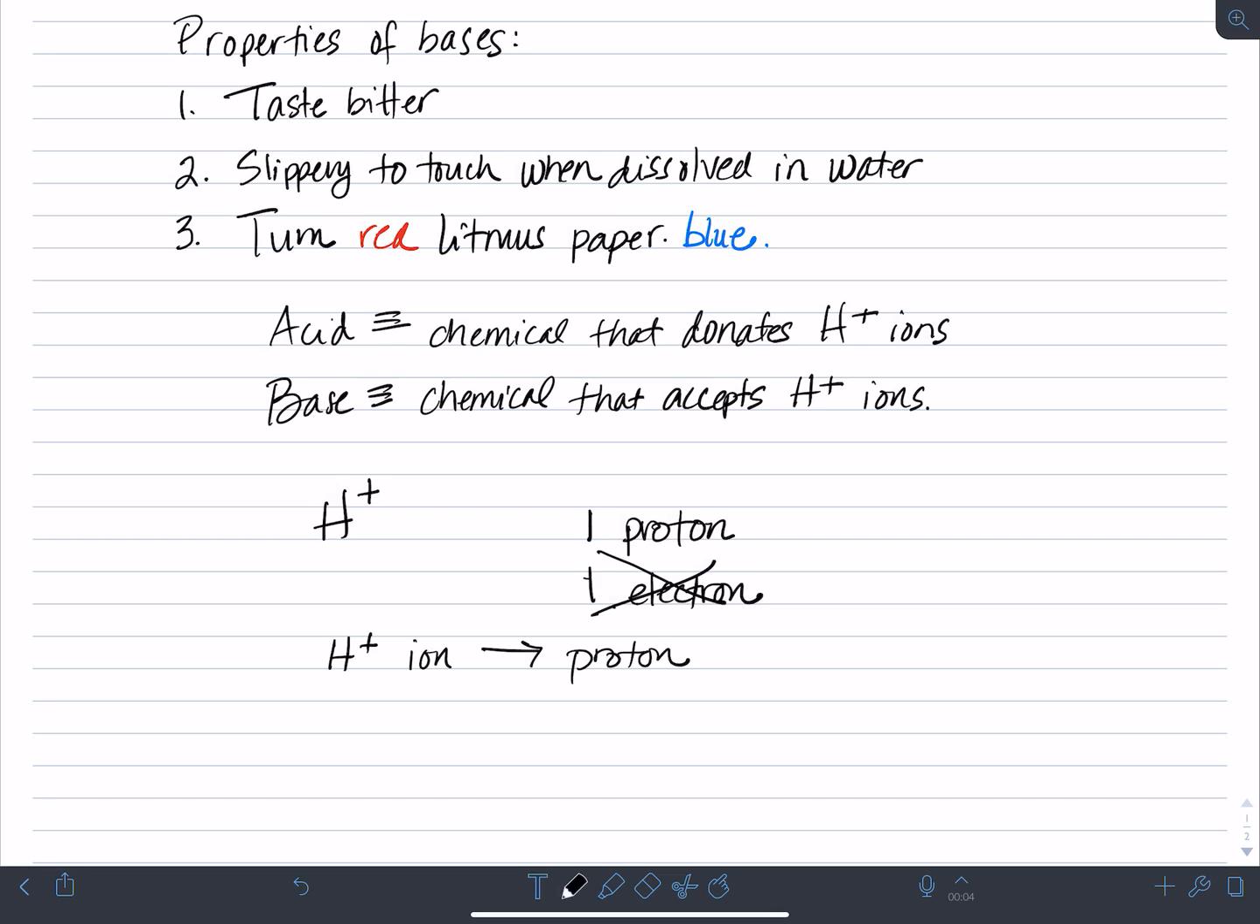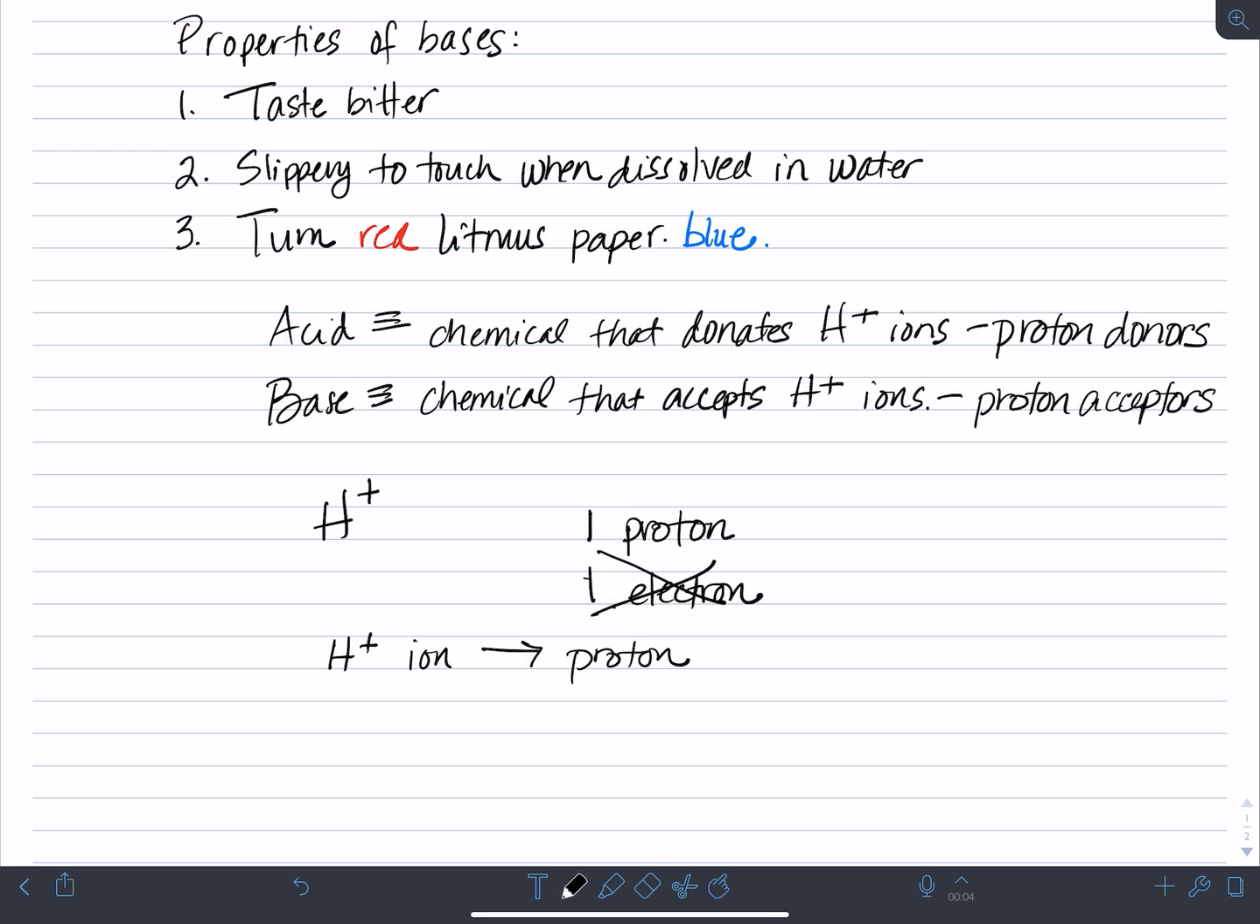So we will also call acids proton donors. And we will also call bases proton acceptors. All right, so that's what an acid and a base is.